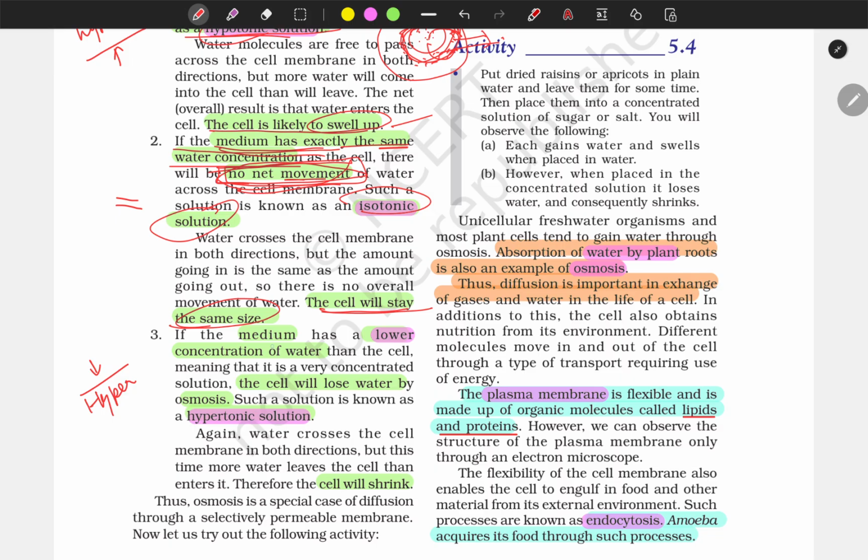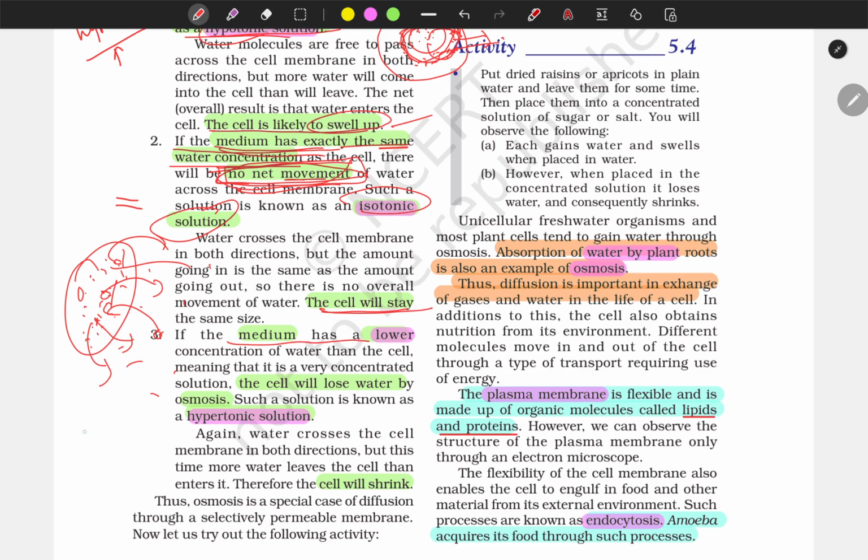Now, the third case is a medium which has a low concentration of water outside. Suppose this is a cell, and it has a high concentration of water molecules inside it, and there is hardly any water outside. What will happen in this case? The net movement of water molecules will be from inside of the cell to outside. Some molecules also travel from outside to inside, but since the inside molecules are far more numerous than the outside ones, more molecules go outside.